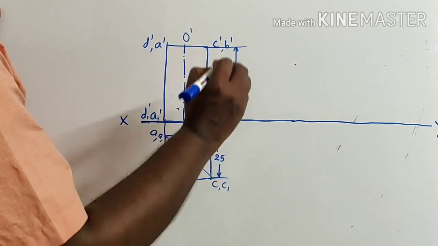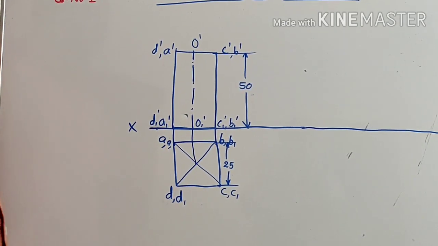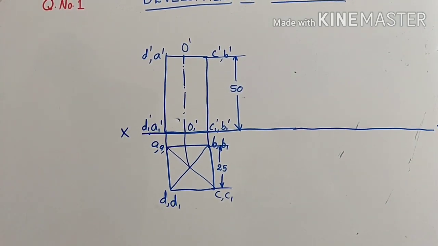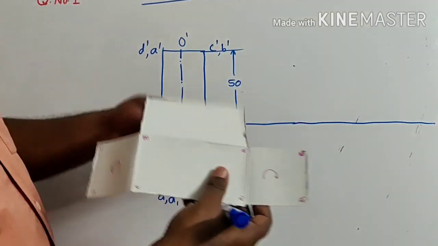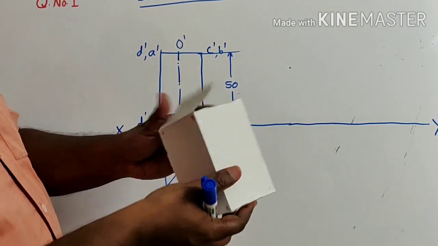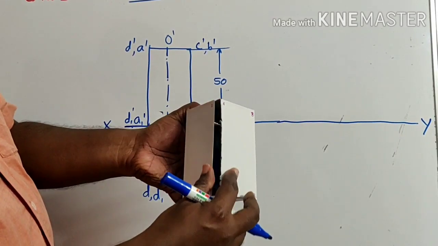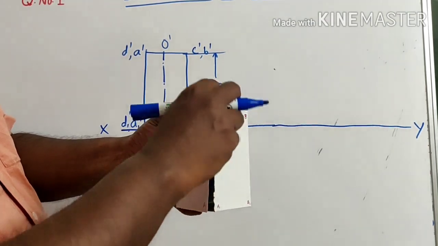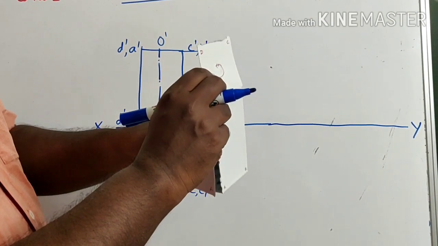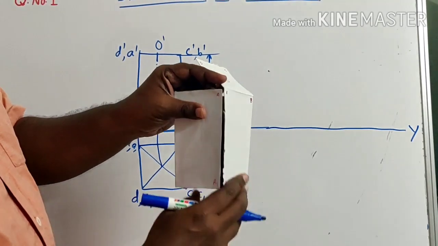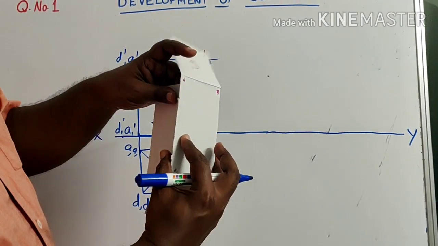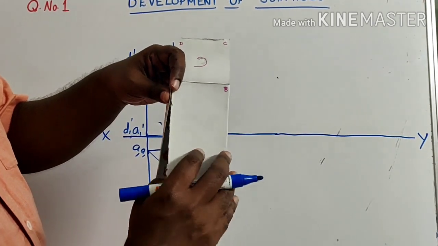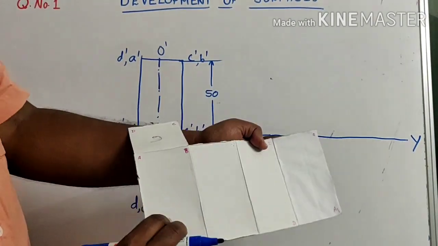These things are already given in the question. Now we have to draw the development. As you have noticed earlier, I am going to cut the solid through one lateral surface. See, I have opened the top base and the bottom base. So now I am going to cut the solid like this.